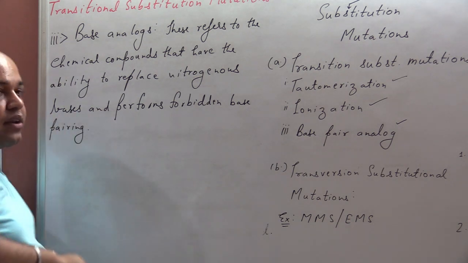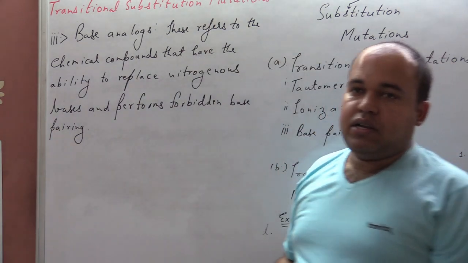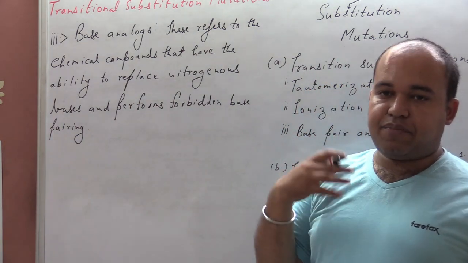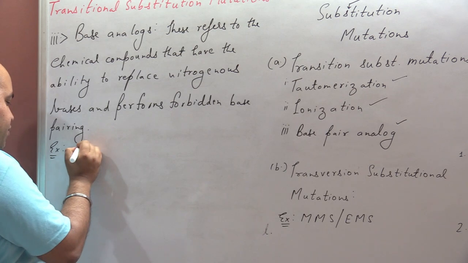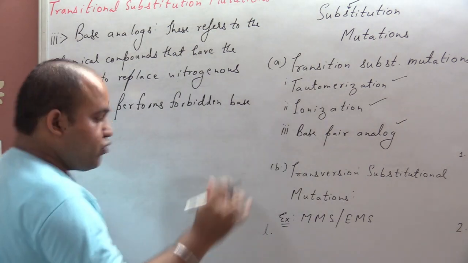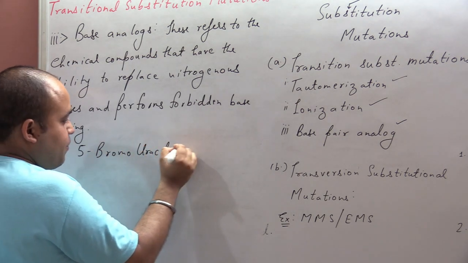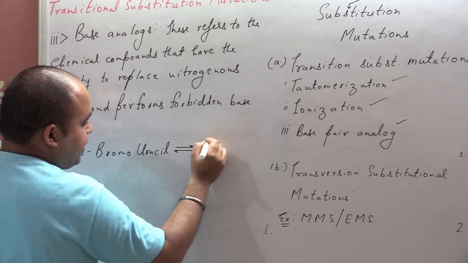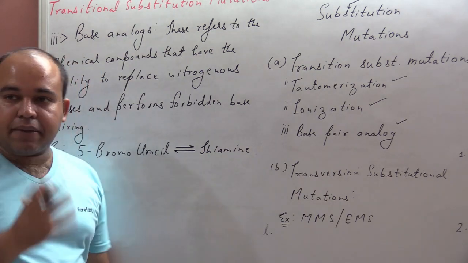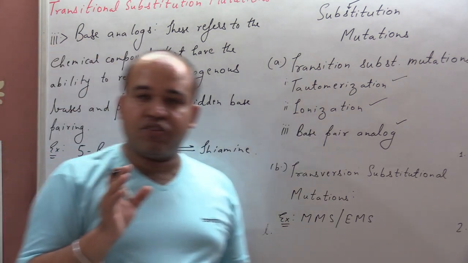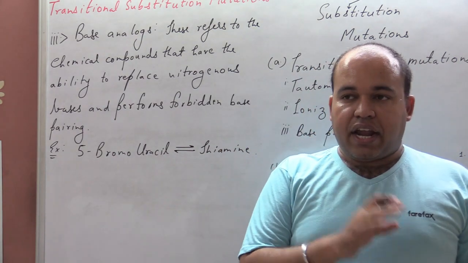It can perform forbidden base pairing in the case of a base analog. For example, we can talk about 5-bromouracil, which is the base analog of thymine. That means in the presence of 5-bromouracil, it can perform forbidden hydrogen bonding at the place of thymine.